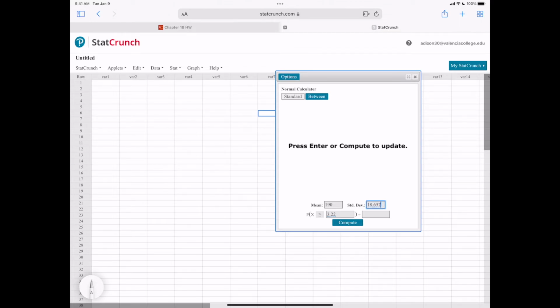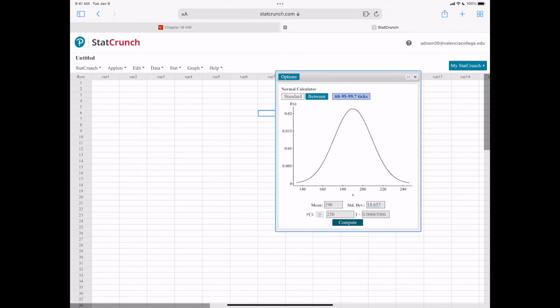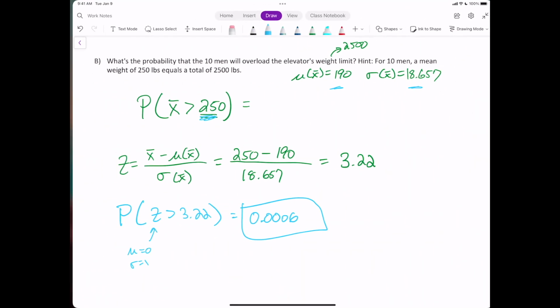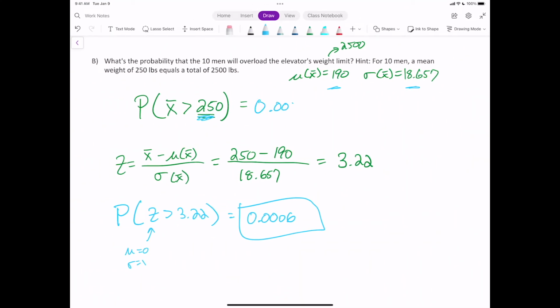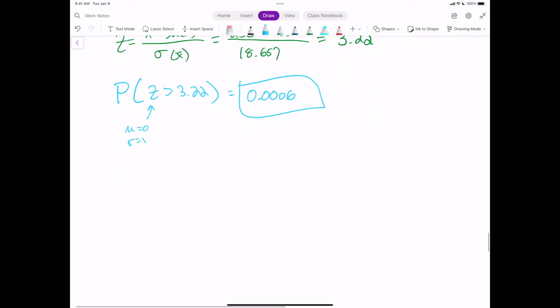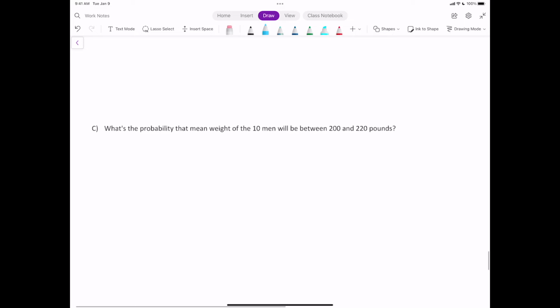Now we want to find the probability that x is greater than 250. If we compute that, we get the exact same answer as before. I just wanted to show you a couple of different ways of doing that, but either way, 0.0006 is our answer. All right, moving along. So it's very unlikely that we're going to overload that elevator.